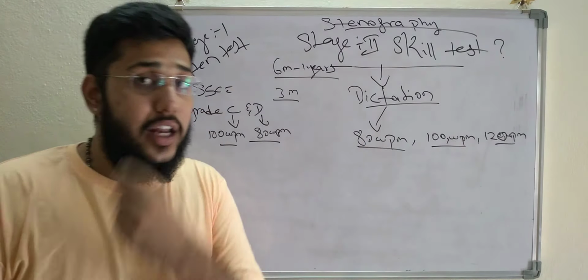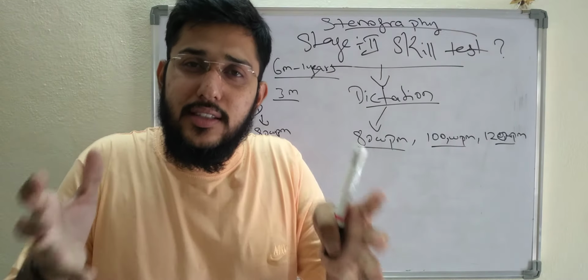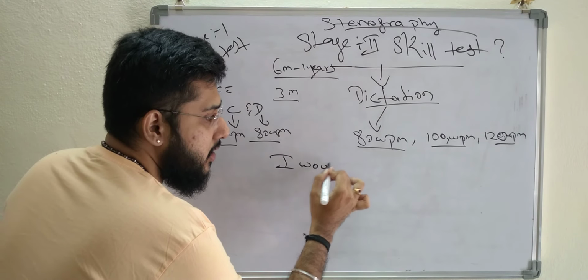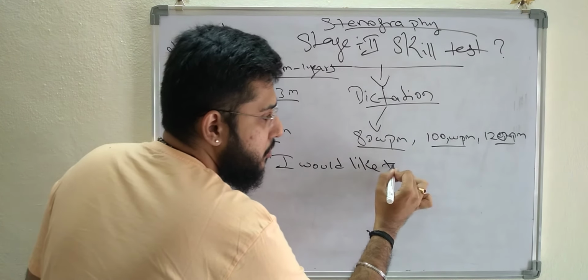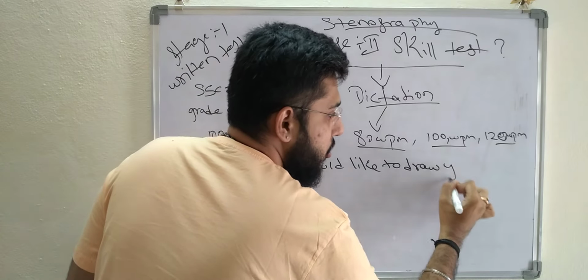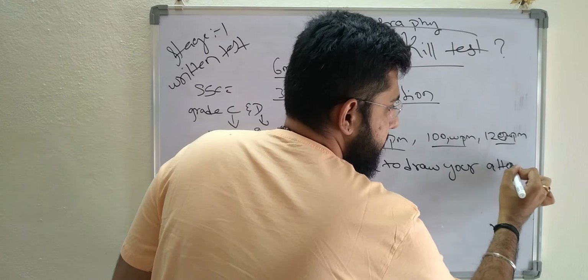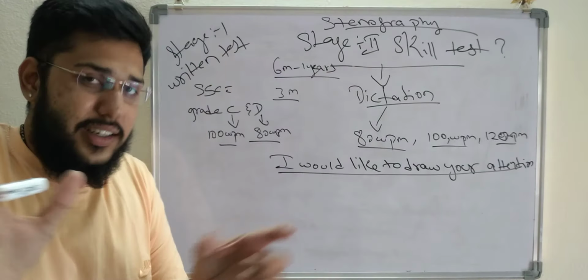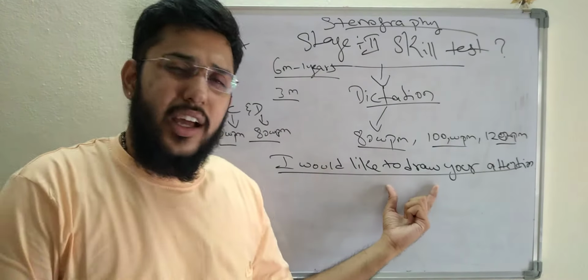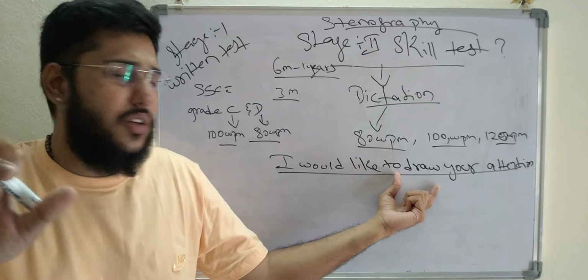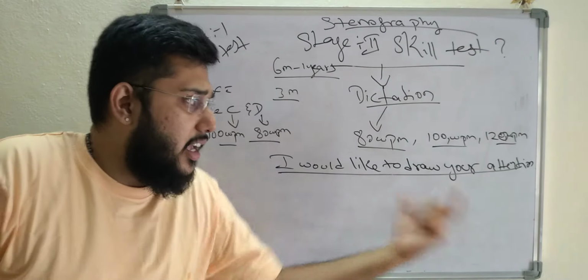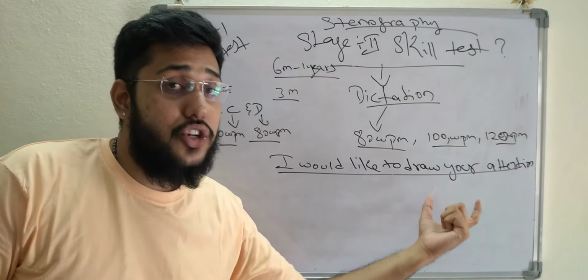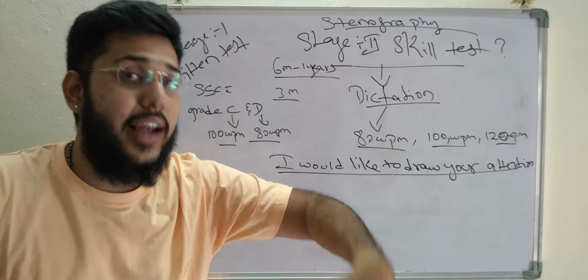So the dictation, I'll give you a small example of what this skill test is. For example, I would like to draw your attention. Basically this is called a sentence. The sentence which I wrote here took around 5 to 10 seconds to write in English. But when you learn this, you convert English into a stenography coding language.